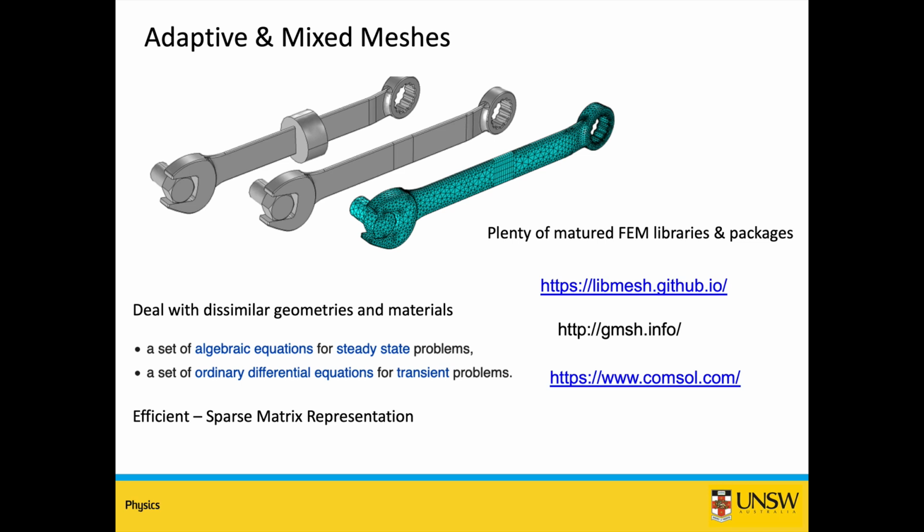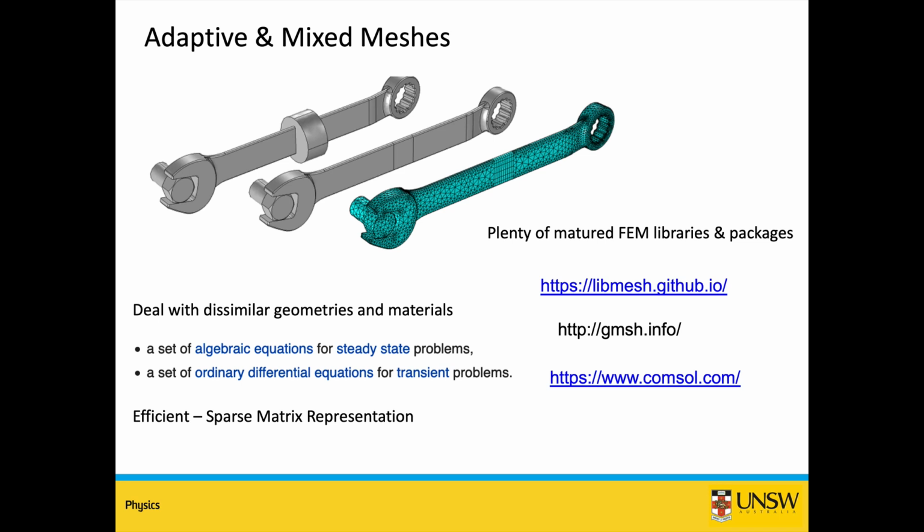Another advantage of finite element is adaptive and mixed meshes. We have already seen an example of adaptive mesh. For example, if the function is varying very rapidly in some region of space, then you can adjust the size of the meshes. This is called adaptive mesh. You can adapt your mesh size to capture rapid variations in the function.